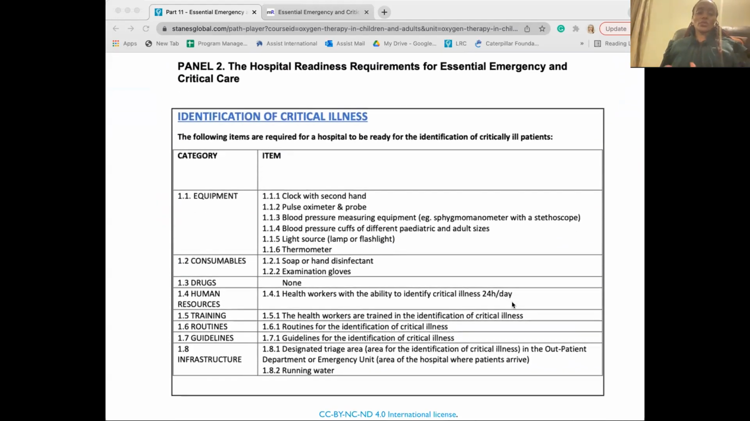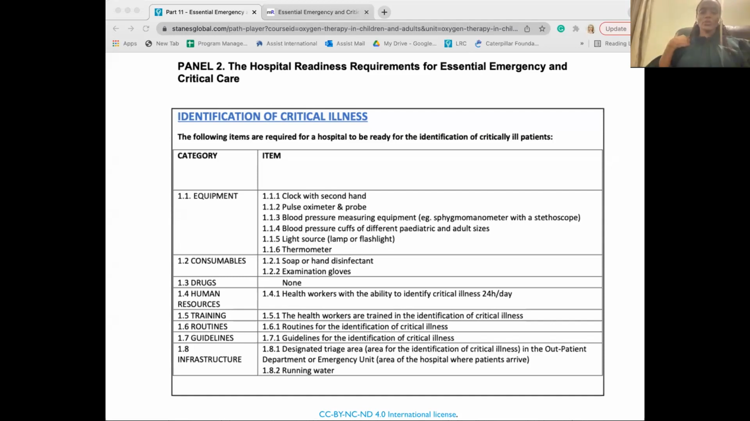So of course you need equipment. You need the pulse oximeters, you need the probes, you need the blood pressure machine, you need the blood pressure cuffs, you need a light source, you need a thermometer. You need consumables. Do you have examination gloves? You need drugs. You need the human resources. You need trained staff. So you need to keep having trainings.